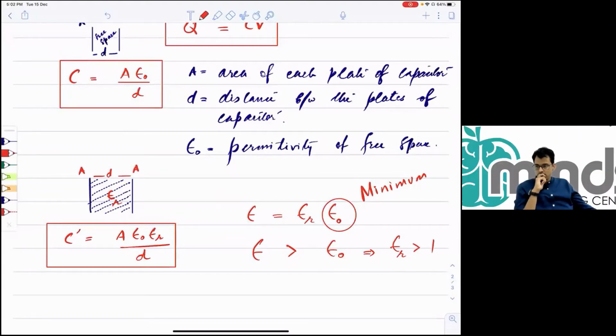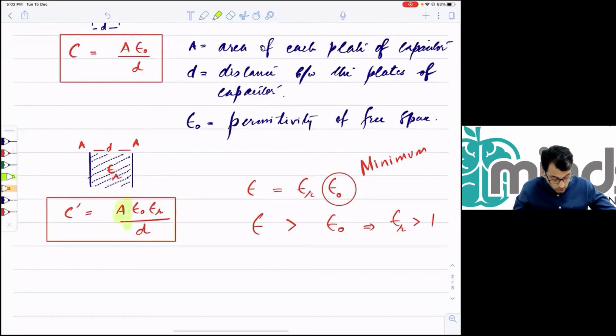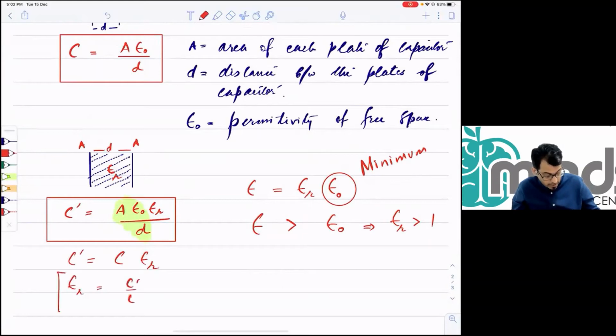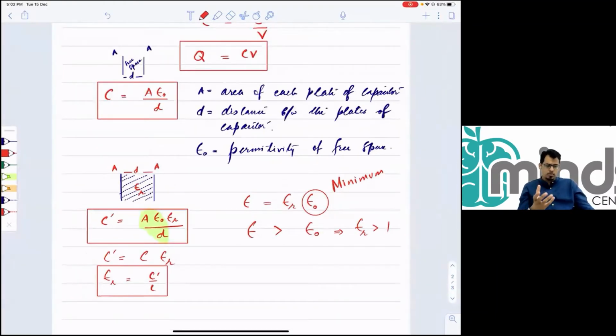My question was, which capacitance should be larger, C or C dash? C dash, because epsilon r is always greater than 1. If you look at this equation, this whole thing is actually C. So C dash equals C times epsilon r, so epsilon r is C dash over C. From here you get the definition of the dielectric constant: the ratio of the capacitance of a capacitor in the presence of a dielectric to the capacitance of the capacitor in the presence of free space. So this is a short discussion.